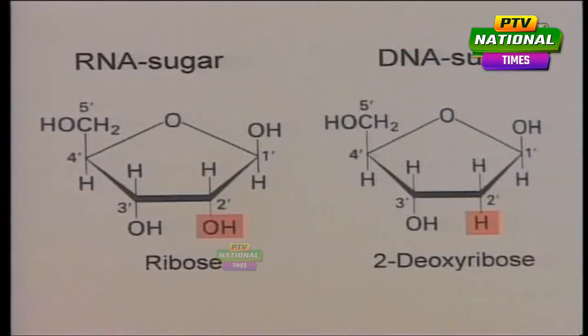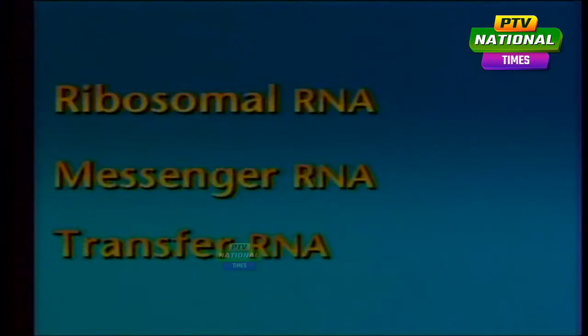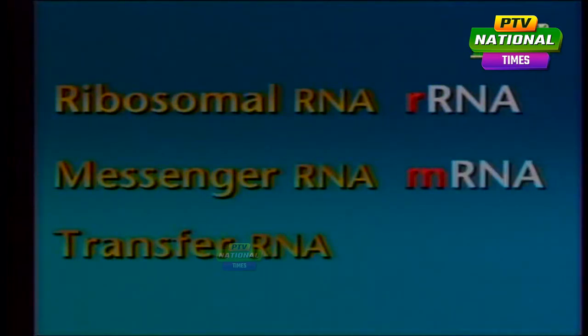The cell components responsible for protein synthesis are basically three types of ribonucleic acids, RNAs. These RNAs have the same composition as DNA, except that RNA has a ribose sugar instead of the deoxyribose sugar in DNA, and the uracil nitrogen base instead of the thymine nitrogen base. Now, there are three types of RNA molecules: ribosomal RNA, rRNA, messenger RNA, mRNA, and transfer RNA, tRNA.